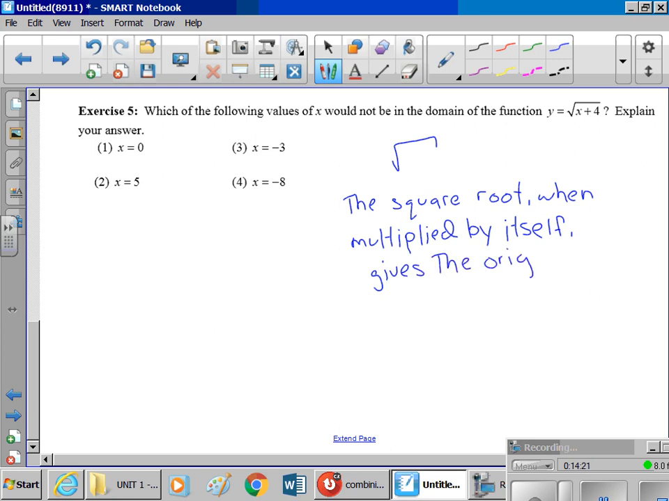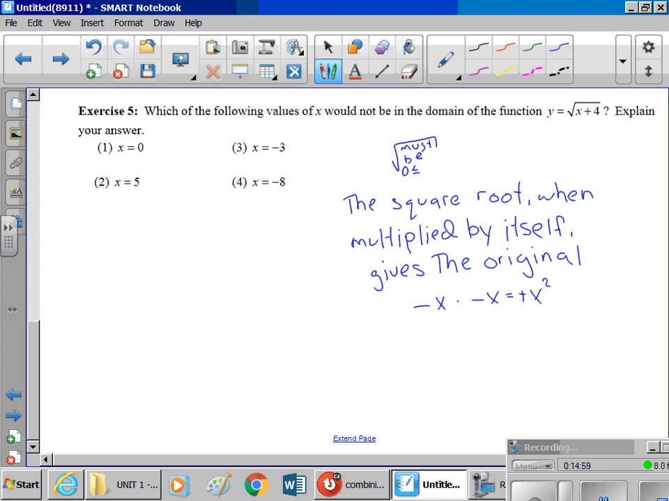Because even just thinking about the signs, if you have a positive times a positive, you're going to get a positive. And if you have a negative times a negative, you're also going to get a positive. So no matter what, you cannot get a negative under that square root. So x has to be greater than or equal to, it can be 0. All right, so it has to be greater than or equal to 0.